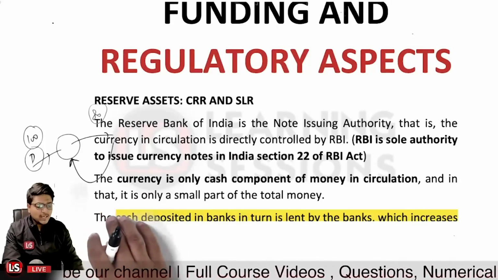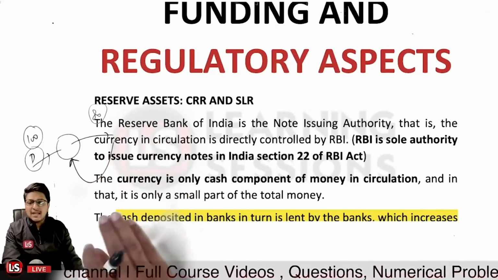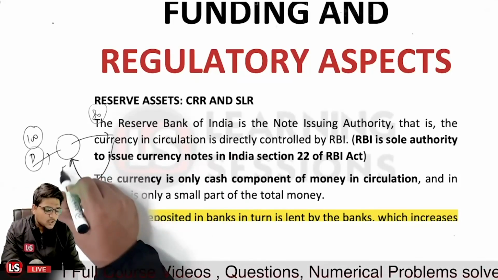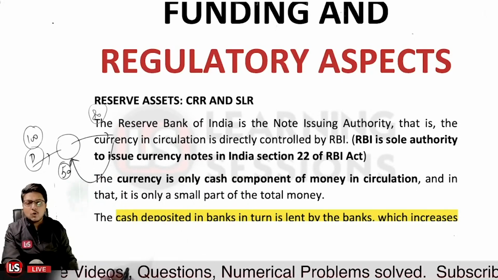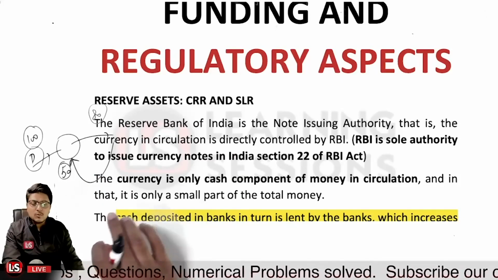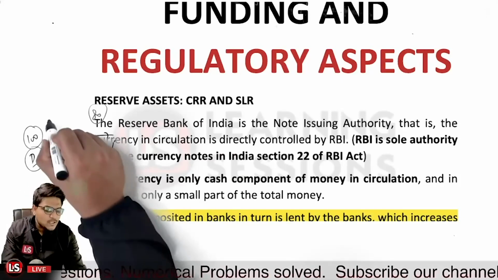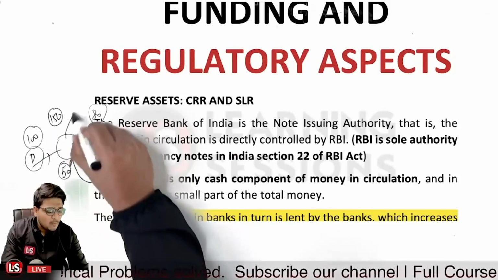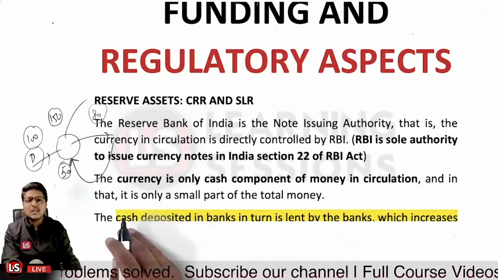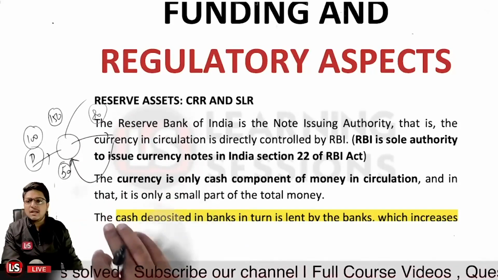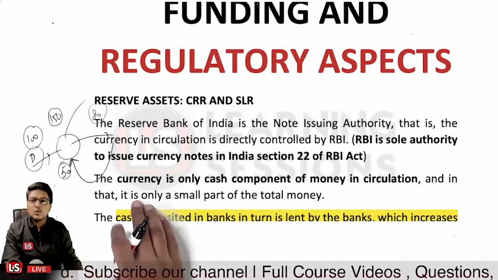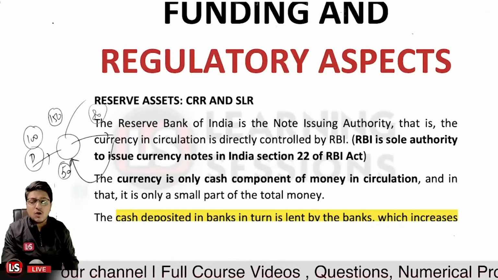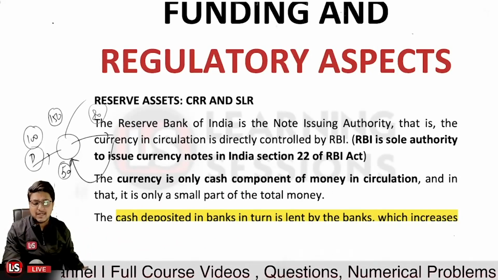Out of these 80 crore rupees, let us take the case that rupees 50 crore were again deposited into the banks. Now the banks have rupees 150 crore in total, and definitely the banks will be lending more out of these. Ultimately it will lead to leverage, and that is what is called the multiplier effect.